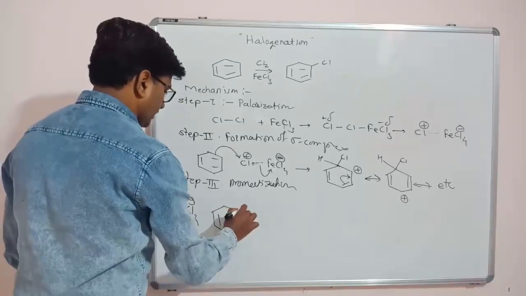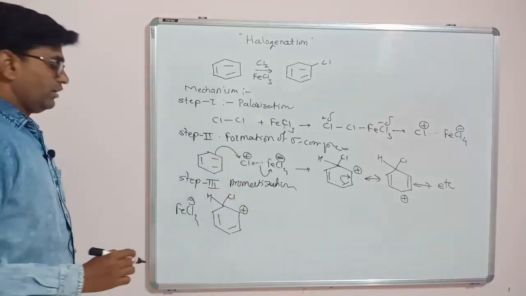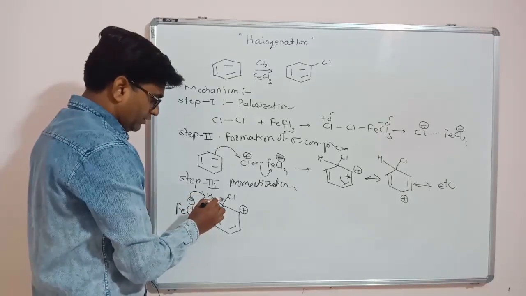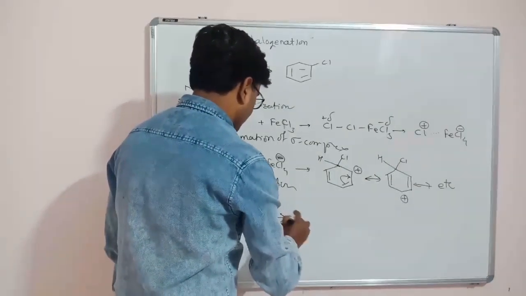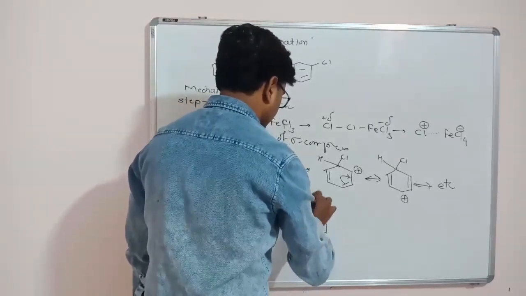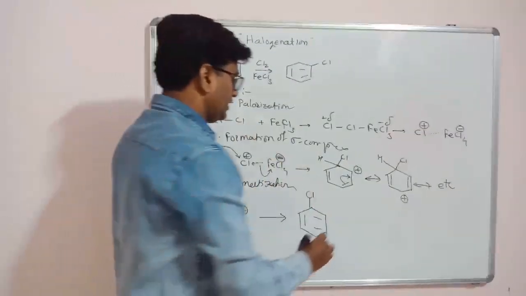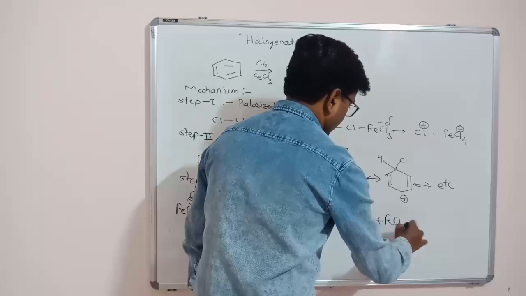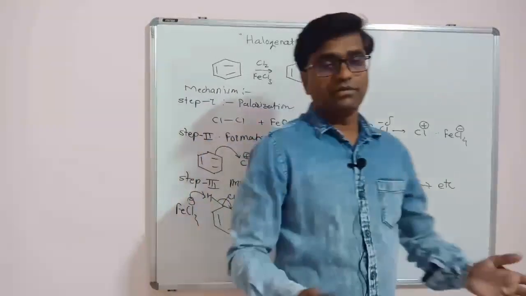These are the two pi bonds. Here is the positive charge, here is the hydrogen, here is the Cl. Now this Cl minus will abstract this proton. This sigma bond will break, those electrons go inside, so this positive charge will be neutralized. So what we get is halobenzene, that is chlorobenzene, as the substitution product. One of the hydrogens of this benzene is replaced by chlorine, plus HCl, plus our catalyst comes back, that is FeCl3.